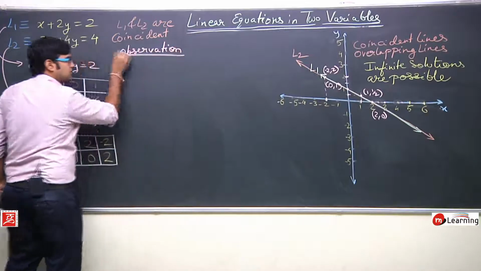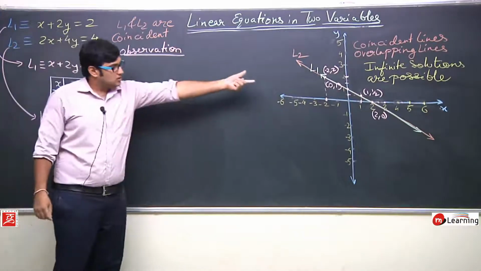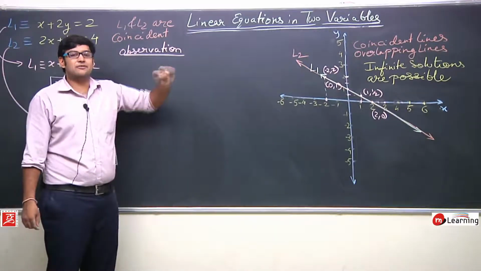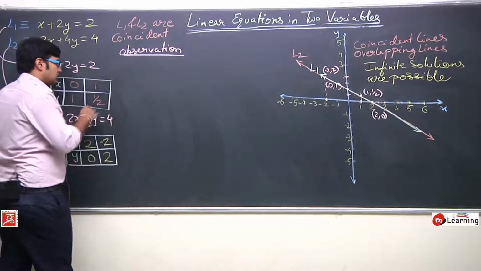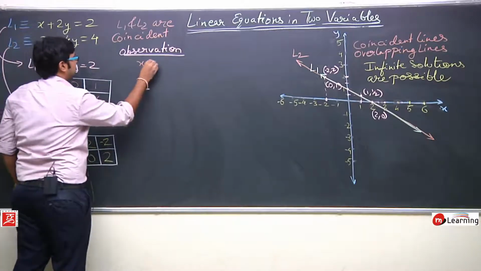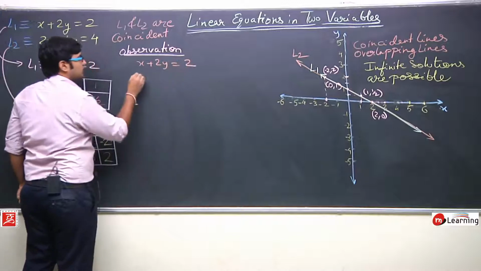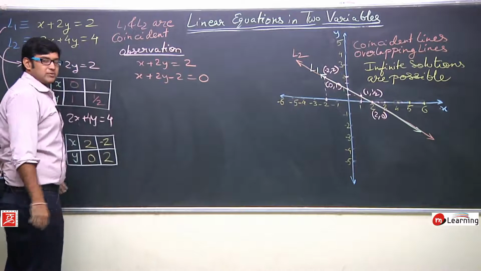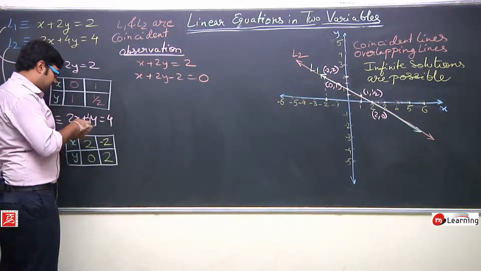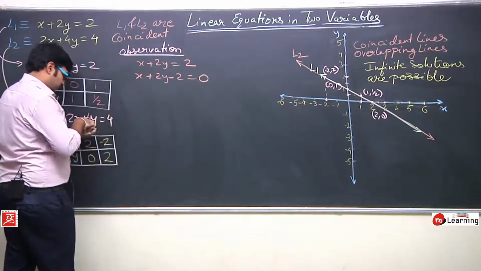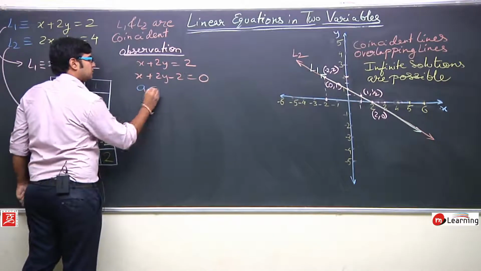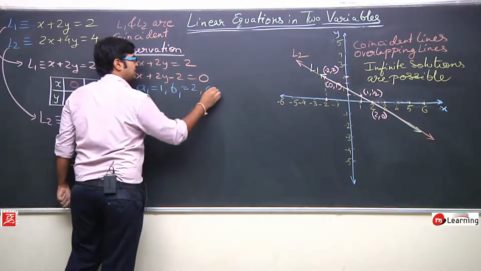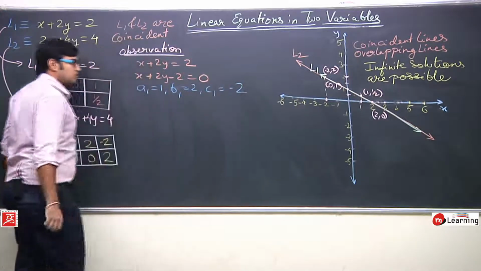So the observation from this conclusion, from this graph, we can see that the first equation is x plus 2y is equal to 2. इसको मैं ऐसा लिख सकता हूं x plus 2y minus 2 is equal to 0. So in the equation x plus 2y minus 2 is equal to 0, you will find the value of a1 is equal to 1, b1 is equal to 2 and c1 is equal to minus 2.